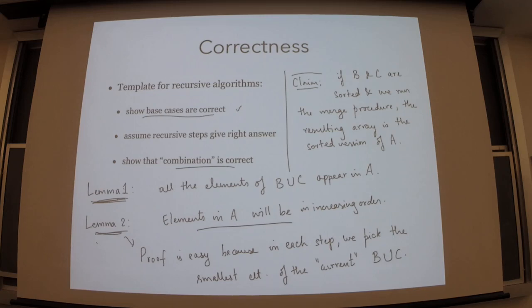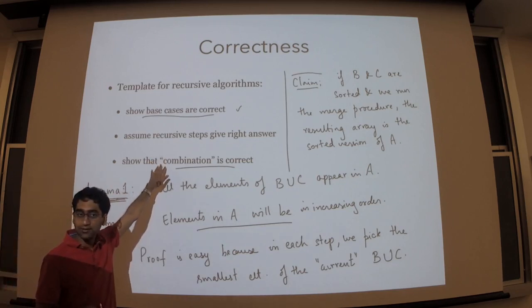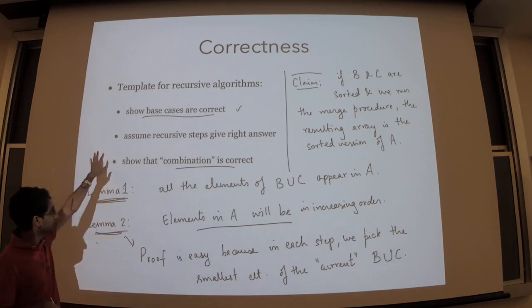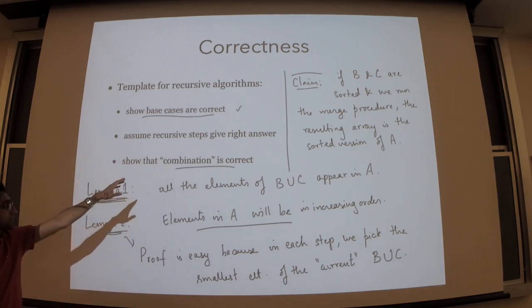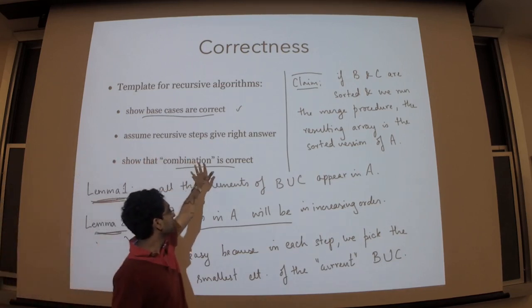Right. So what you would like to say is, first we will do a proof by induction. So for that we have to do a base case. You have to assume that the recursive steps give the right answer, and you only have to show that this combining step is correct. You say the base case is easy, and this you can assume by induction. And then you get to this part.